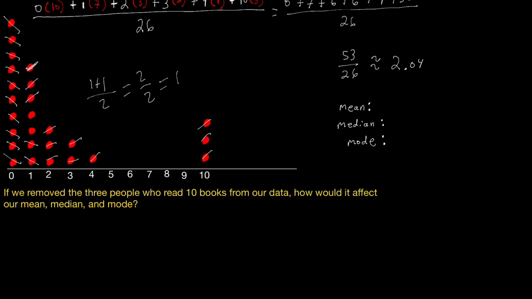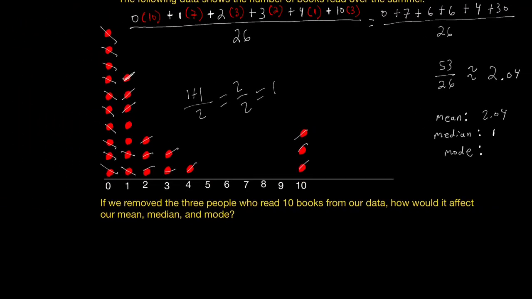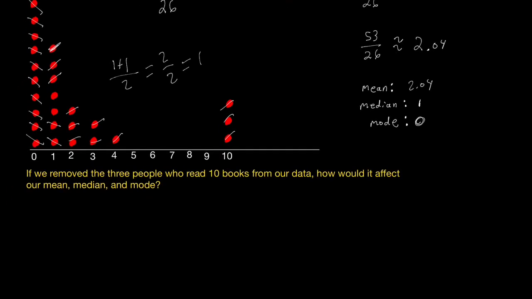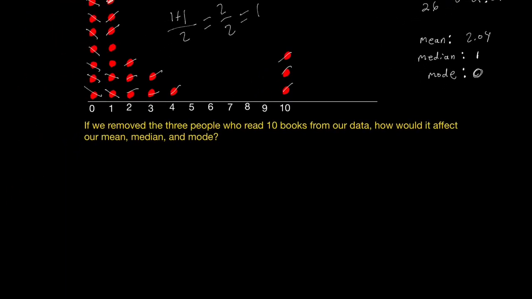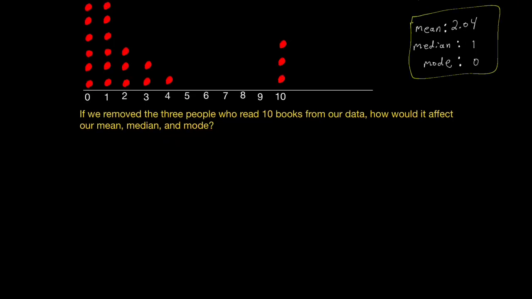So we have a mean of 2.04, a median of 1. And to calculate the mode, we just need to get the highest peak, which is 0. So the mode is 0. Wow. A lot of people didn't read anything. Now let's take into consideration this scenario right here. If we remove the 3 people who read 10 books from our data, how would it affect our mean, our median, and our mode? So let's start attacking this question.